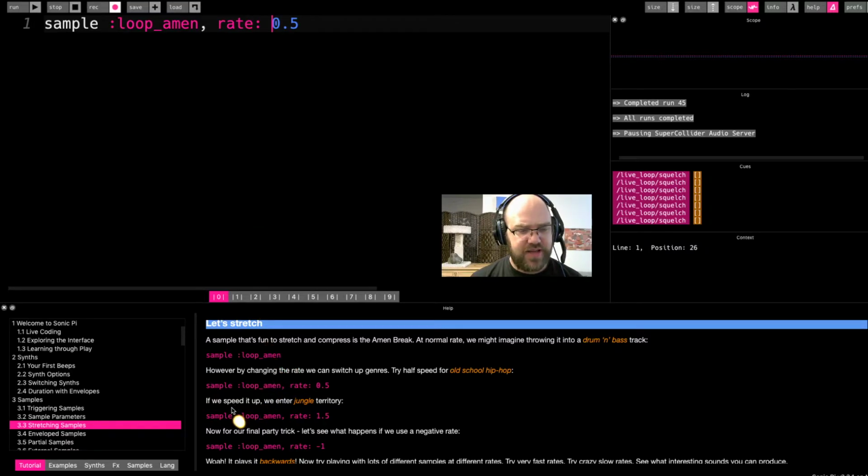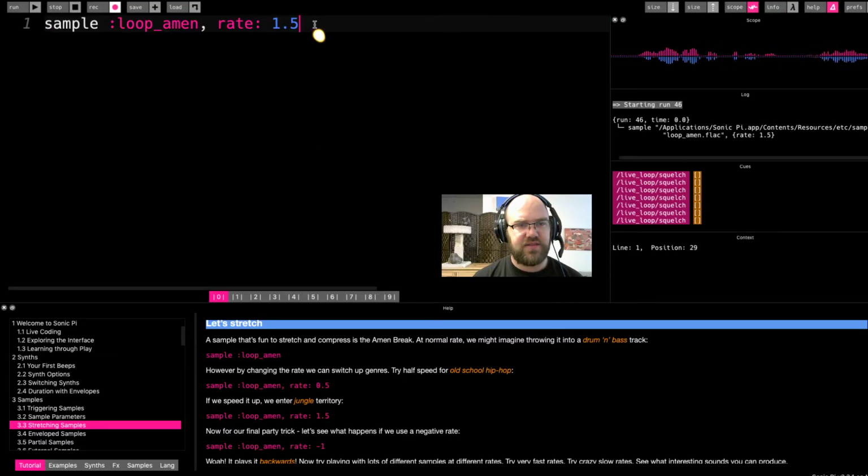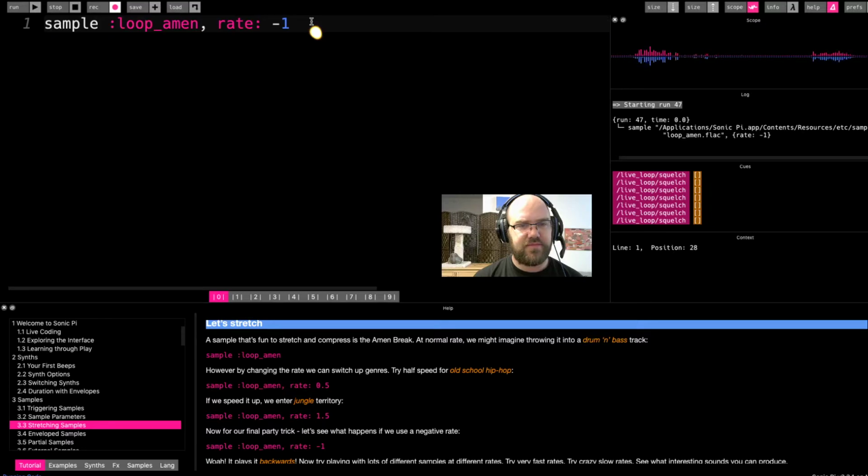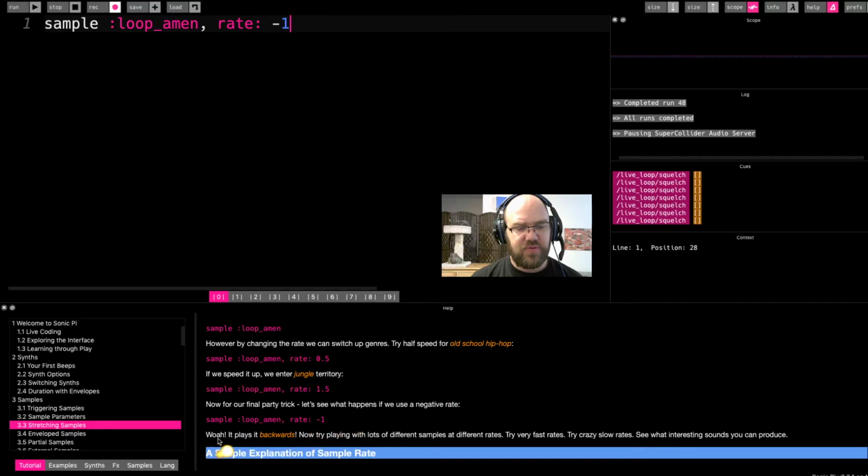Now the tutorial claims if we speed it up, we enter jungle territory. Alright, let's try that. That's fun. Now for our final party trick, let's see what happens if we use a negative rate. Ooh, what will happen? I could see that turning into something kind of neat. Whoa! It plays it backwards.